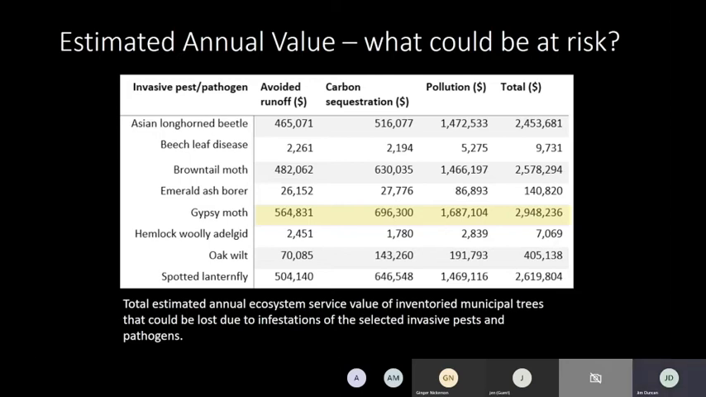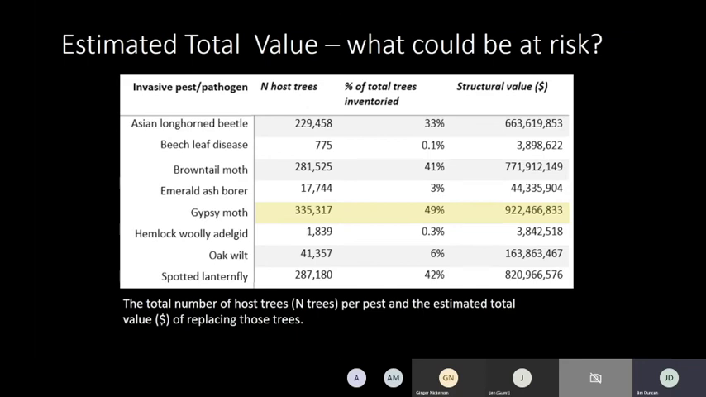But so just to emphasize again, this is what could be at risk in total. We also looked at the overall structural values, huge numbers. This is, again, because if you remember the curve on maple and oak, there's lots of larger trees. As those get removed, the cost it takes to get a tree of that size and species back established on the landscape is quite large.